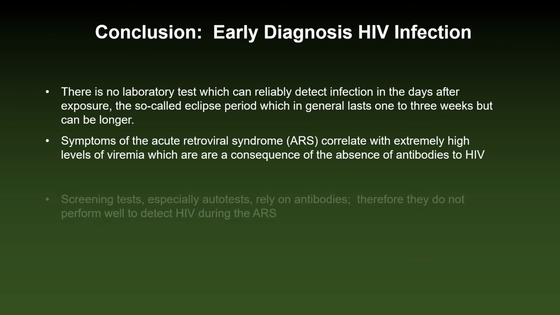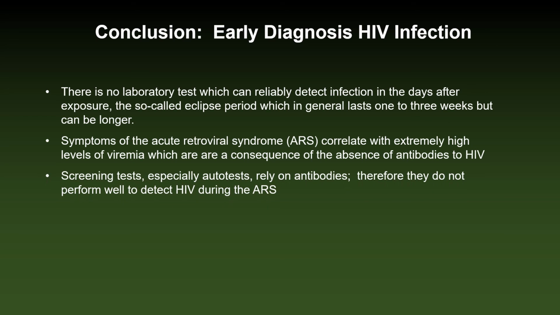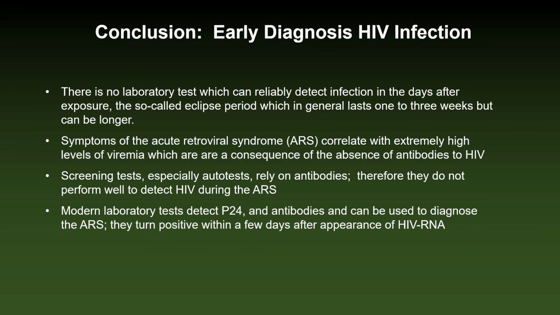Screening tests, especially do-it-yourself autotests, rely on antibodies. Therefore, they do not perform well to detect HIV during ARS. Modern laboratory tests detect P24 and antibodies and can be used to diagnose the ARS. They turn positive within a few days after appearance of HIV RNA.